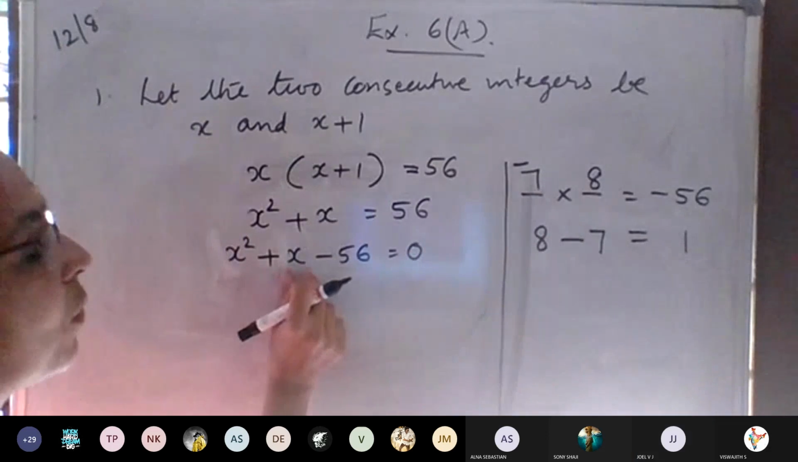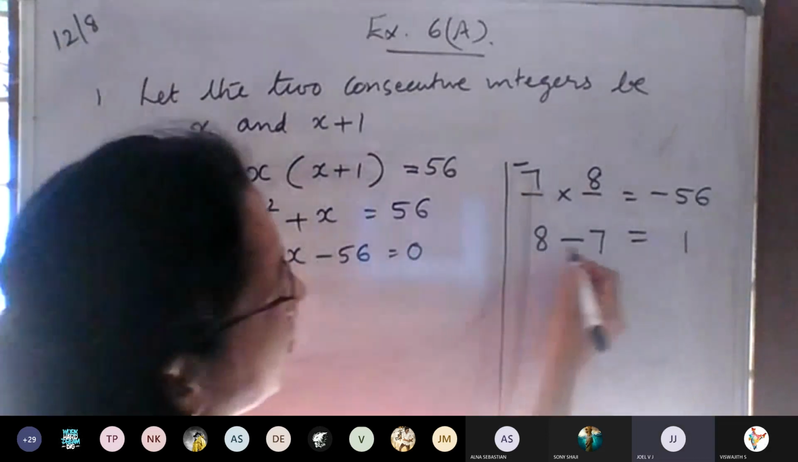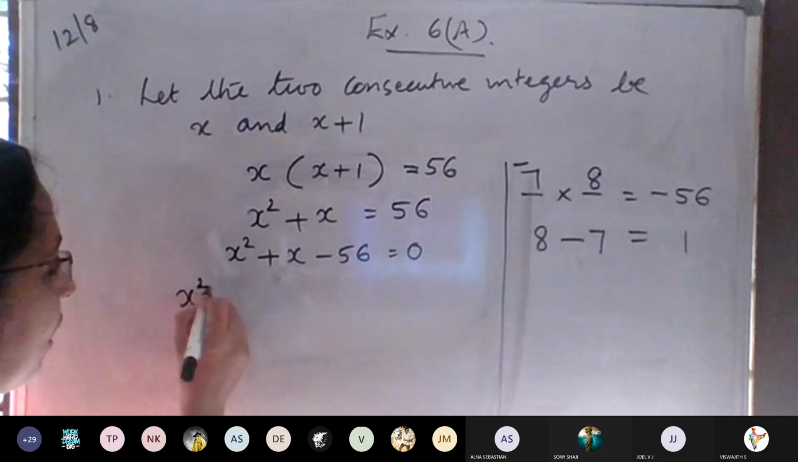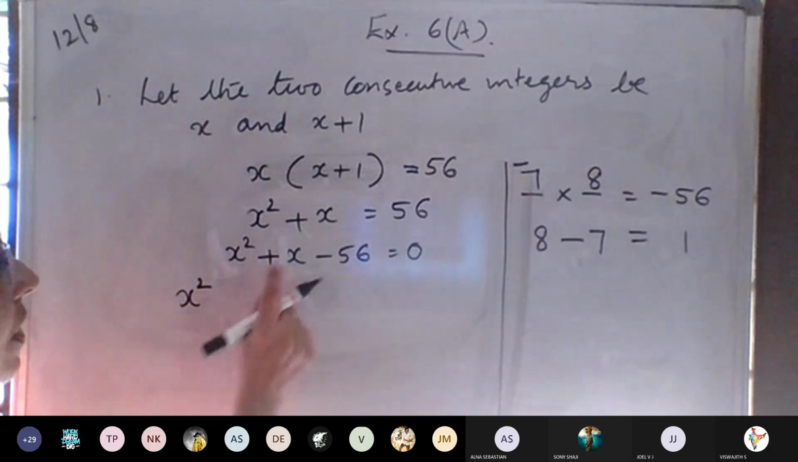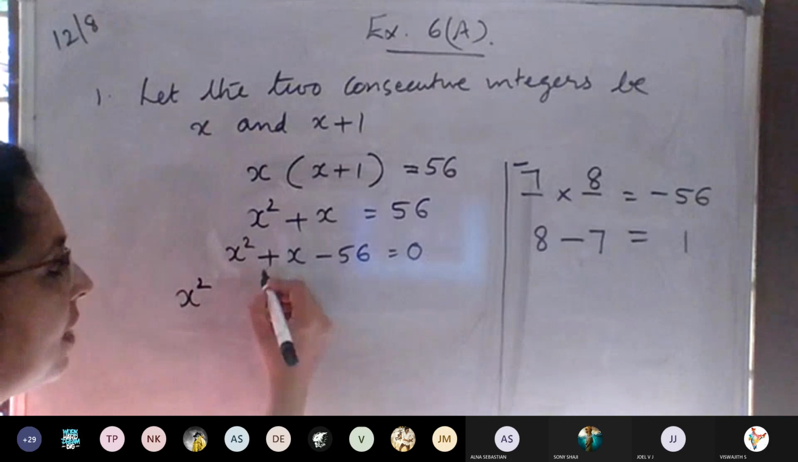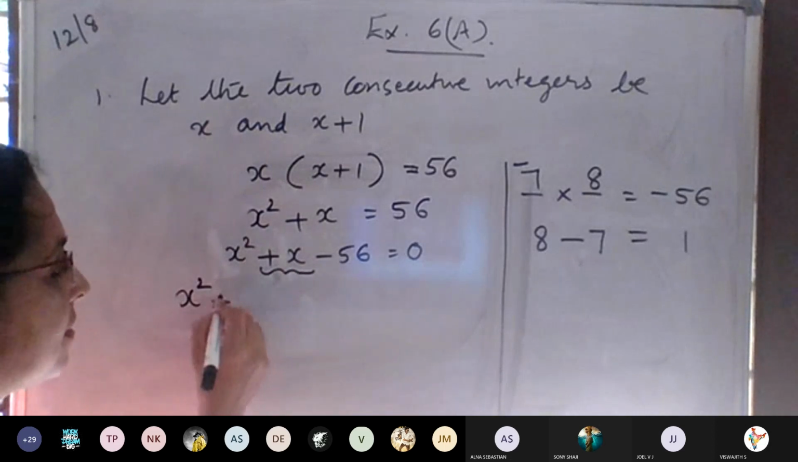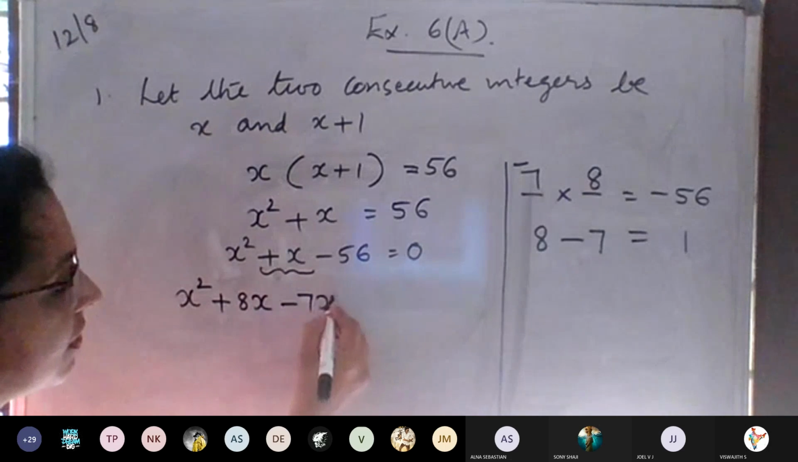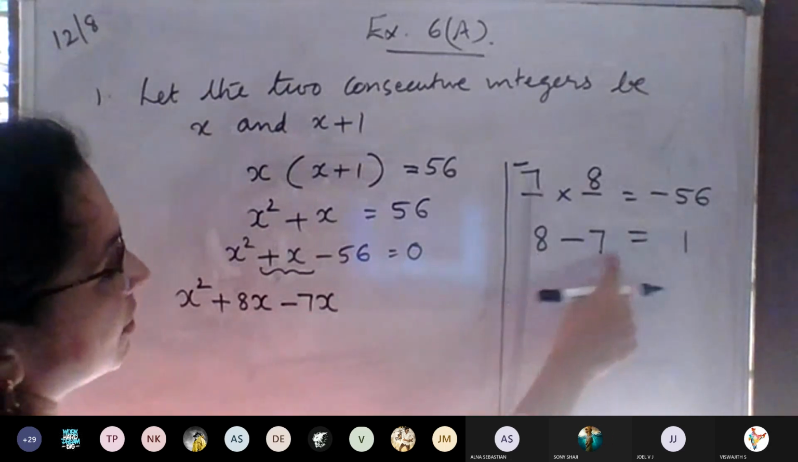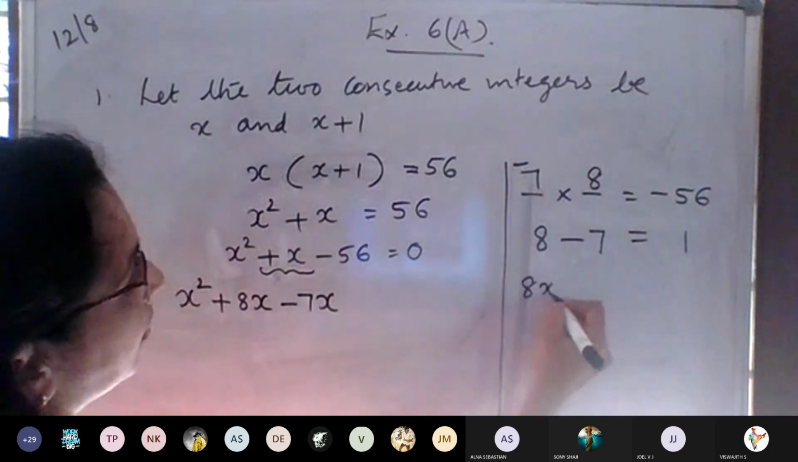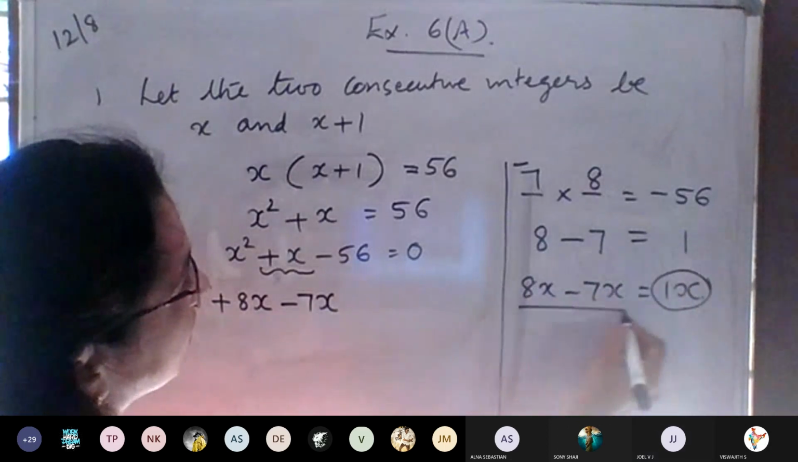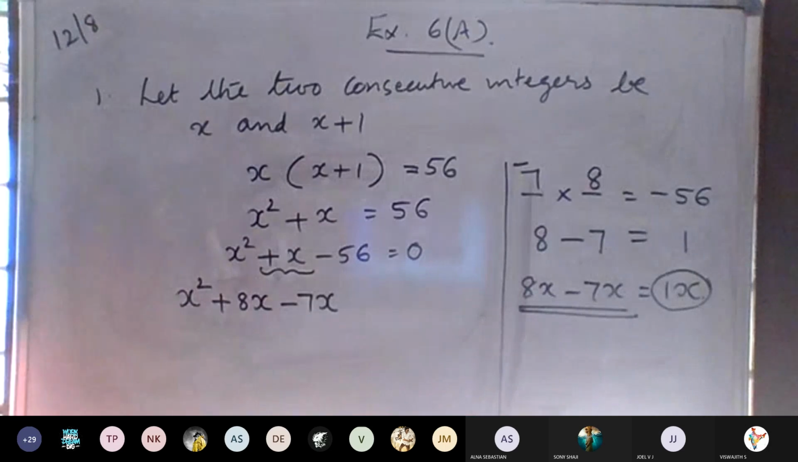So we can split this 1x, that is 8 minus 7 is 1. How can we split? x square as x square, then x we can write as plus 8x minus 7x. 8 minus 7 is 1, so 8x minus 7x is equal to 1x. So this 1x we can split as 8x minus 7x. Is it clear? Any doubt?